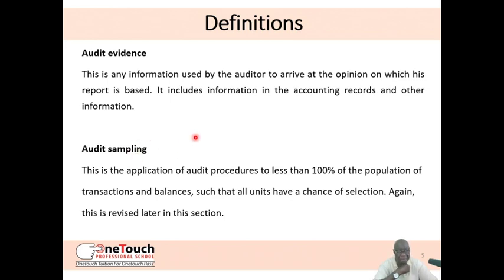Then audit sampling. As I told you from the beginning, auditors scarcely do 100%, unless the business is very small and the transactions are not many. If the business is like, let's say, MTN or Vodafone, or the Electricity Company of Ghana, I doubt if the auditor can do 100%. It is not likely. So audit sampling is what we normally do. Selecting a few items for testing is what we call sampling. This is the application of audit procedures to less than 100% of the population of transactions and balances, such that all units have a chance of selection. Again, this is revised later in this session. Okay.